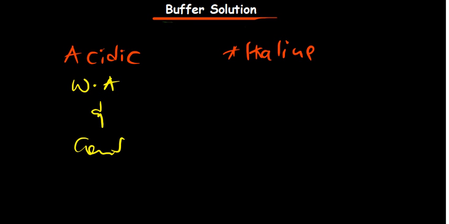Of course, we expect the pH of such a buffer to be below 7, because anything below 7 is acidic in terms of pH. And alkaline buffers relate to having a weak base combined with its conjugate acid. That kind of combination gives you an alkaline buffer, because you expect the pH to be greater than 7, which denotes alkalinity.